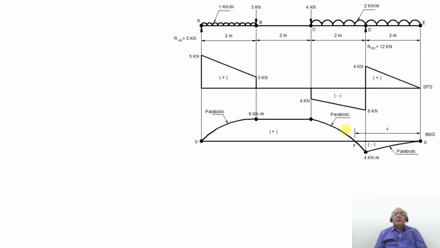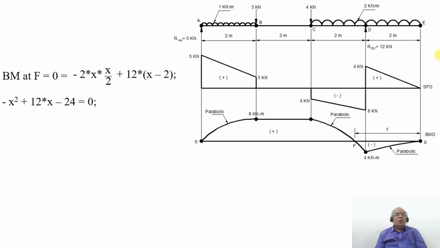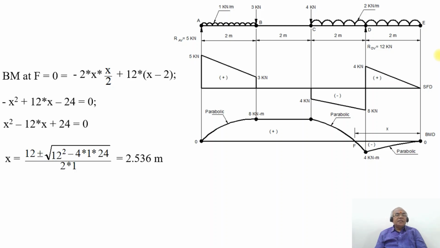Once it changes its sign, the magnitude of the bending moment at the point F is 0. So that will be equal to minus 2 into x by 2 plus 12 into x minus 2. On simplification, you get x equal to 12 plus or minus root of 12 squared minus 4 AC, that is minus 4 into 1 into 24, divided by 2 into a. This is the quadratic equation root. So you get the distance as 2.536 meters from E.